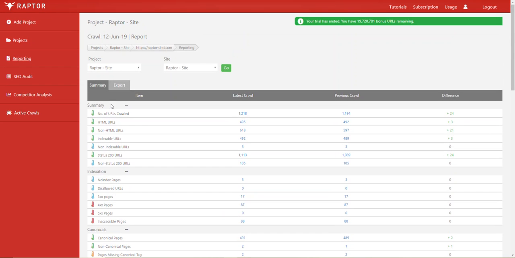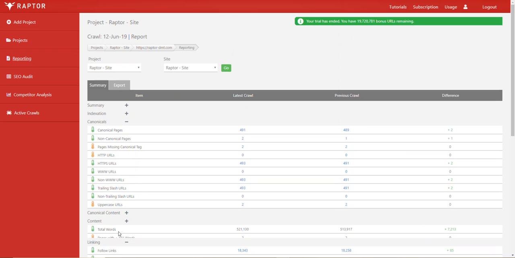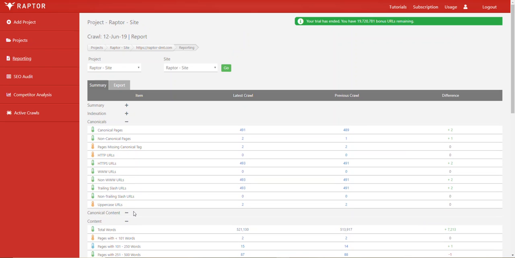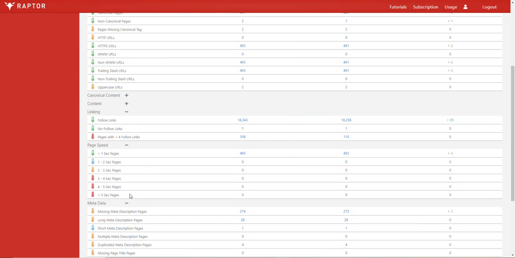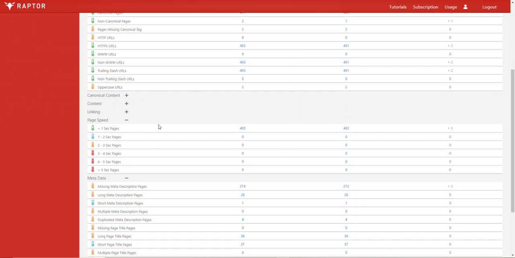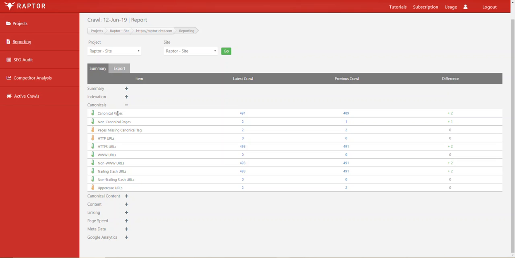If we minimize some of these other tabs just so that we can get a clearer view of the data that we're looking at, we can quickly see there's quite a lot of data that we show you. We can quickly see that there's quite a few different categories that we look at here.